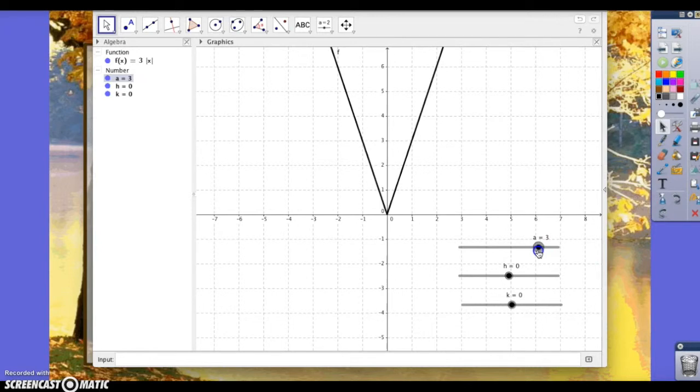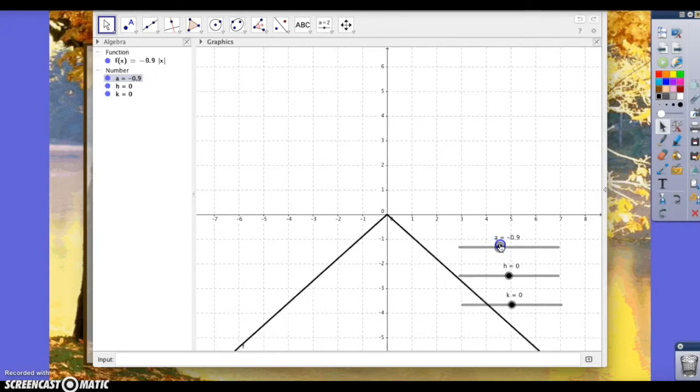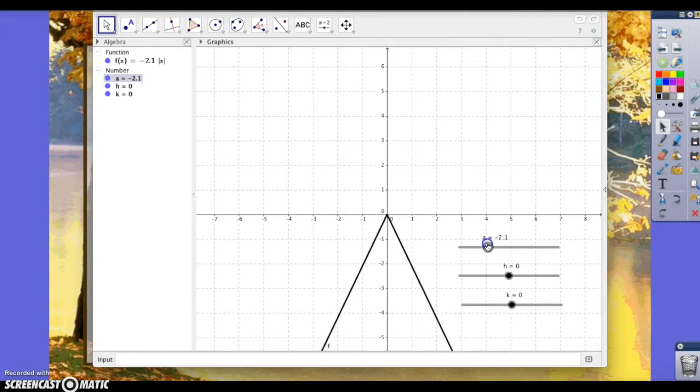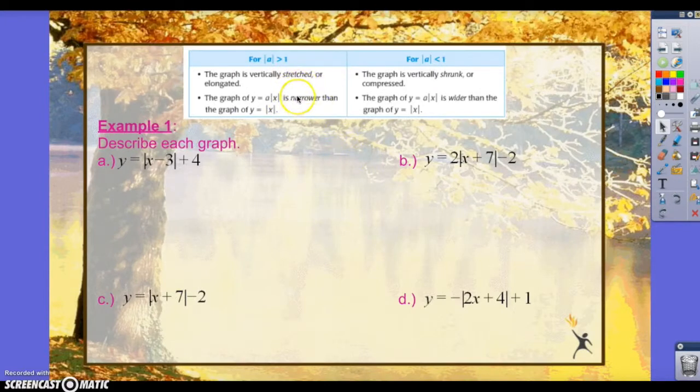Now, the flip side, let's jump to -1 here. Look, it's getting narrower and narrower the bigger the number. It doesn't matter that it's negative. All negative means is it opens down, it flips, but it's still getting narrower. So if we go back to what I said here, the graph is narrower than the graph of y equals absolute value of x. So that would be like the 1 there. So if the number in front is greater than 1, it's narrower.